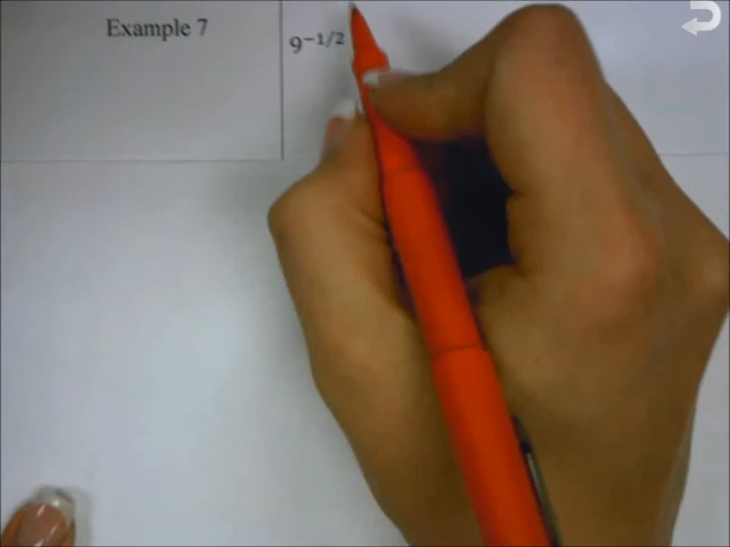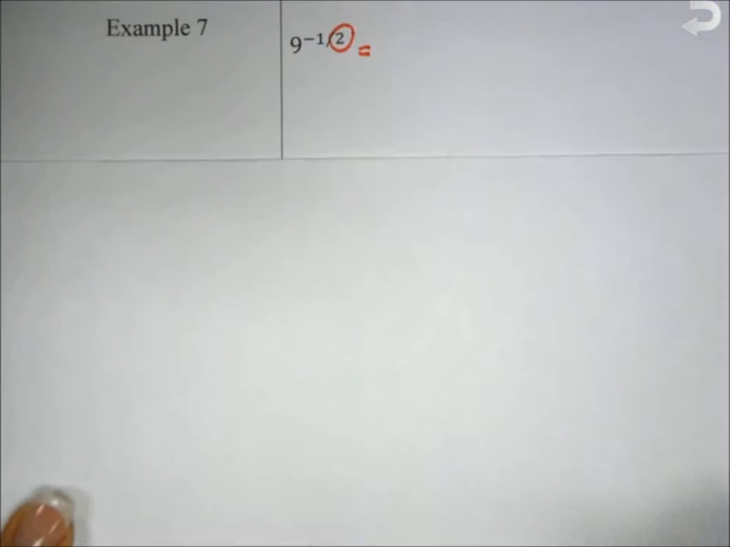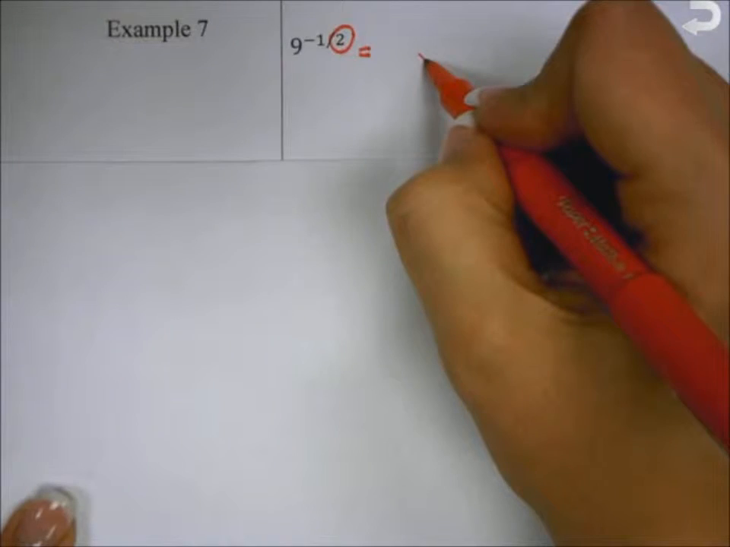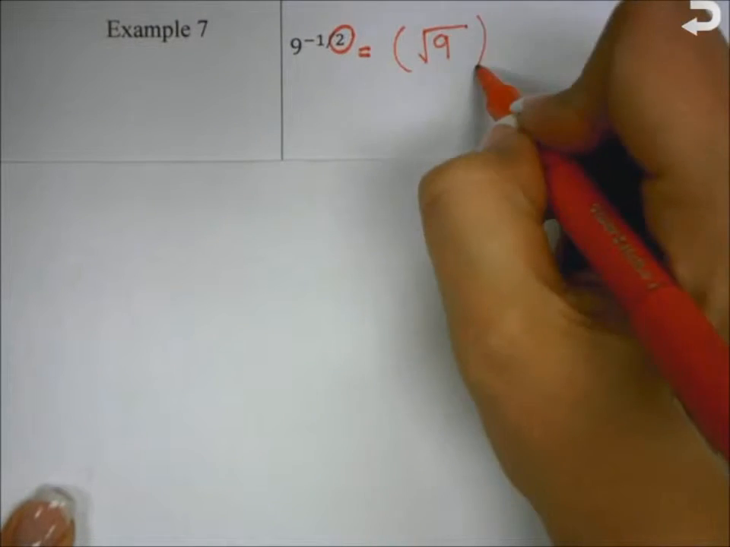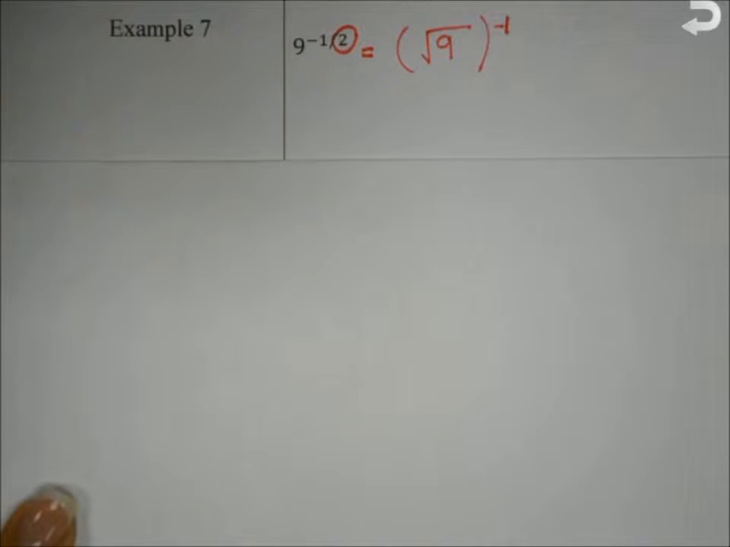So we can do one of two things here. We can look at that negative exponent first, or we can evaluate the parentheses first. I'm just going to go straight through order of operations and do my parentheses first. So inside that parentheses I have the square root of 9. So the square root of 9 is positive 3, raised to the negative first power.